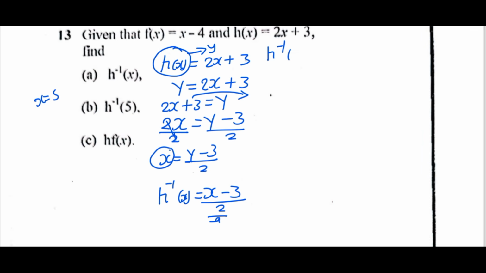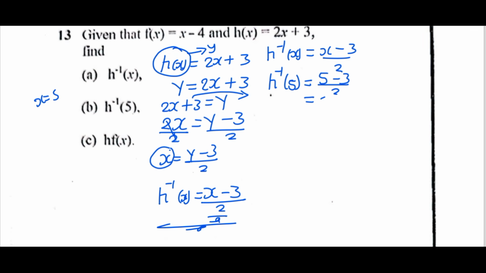So how do you do this question? Let's say we have x now. Do we have this expression? Yes, we have it. So we'll say x minus 3 over 2. This means that where there is x, we replace it with 5. So this will be 5 minus 3 over 2. So 5 minus 3 we have 2 over 2. This will give us 1.